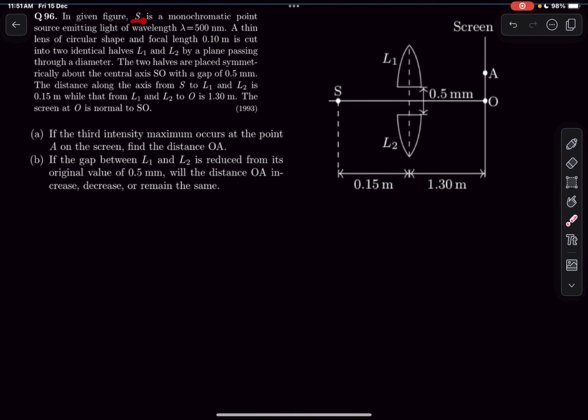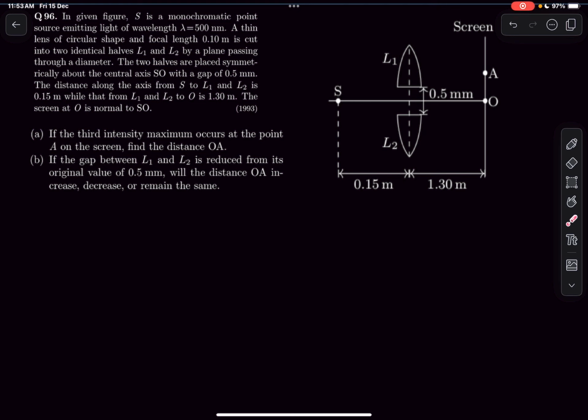In the given figure, S is a monochromatic point source that is emitting light of wavelength 500 nanometer. A thin lens of circular shape and focal length of 0.1 meter is cut into two identical halves, L1 and L2, by a plane passing through a diameter. The two halves are placed symmetrically about the central axis SO with a gap of 0.5 mm. The distance along the axis from S to L1 and L2 is 0.15 meters, while that from L1 to L2 is 1.3 meters. The screen at O is normal to SO.